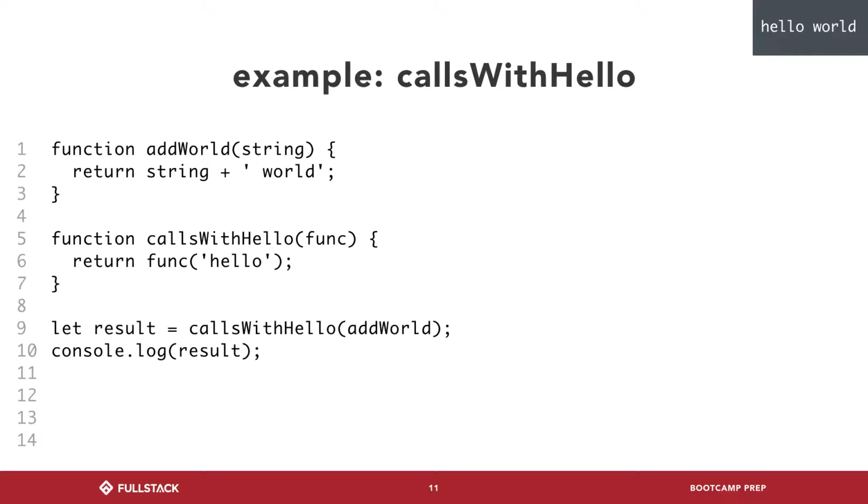Who are we returning it to? We're returning it to whoever called it, right? And where do we call addWorld? We called it down here on line 6. So this now becomes hello world, and then we're also returning this hello world string. Well, great. Who do we return it to? We return it to whoever initially called callsWithHello. And where do we call callsWithHello? We called it here on line 9, right? So now this whole thing becomes hello world, and we assign it to the variable result. And so therefore on line 10, when we console log out result, we get hello world up top there.